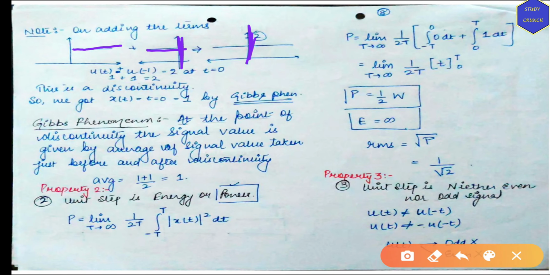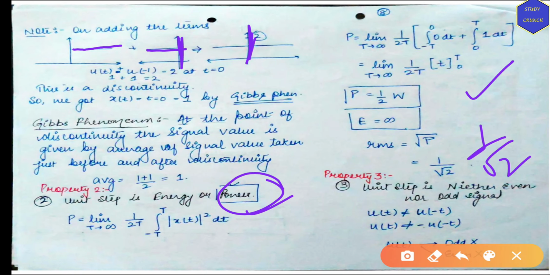Second property, is the unit step an energy or power signal? It is a power signal. Let's explain how. We have the limit of T tends to infinity of 1 by 2T, integral from minus T to T of x of t whole square. Putting in the value, we get the power as half watt and the energy as infinite. So the RMS comes out to be 1 by root 2. So this is a power signal. Remember, the step function is a power signal.